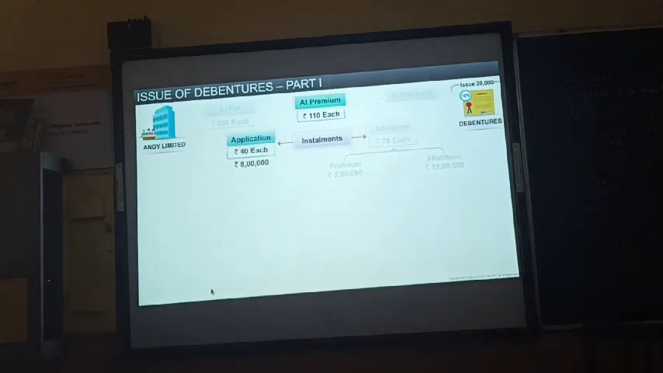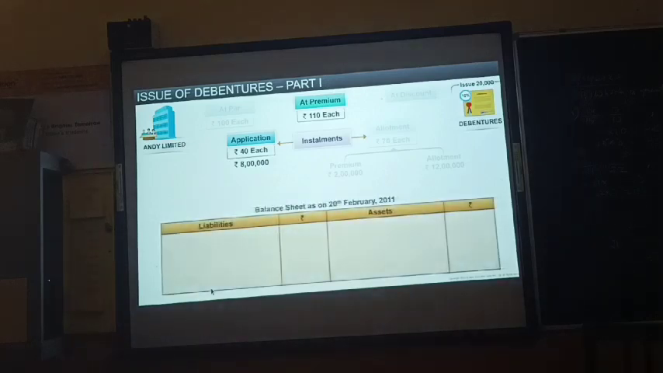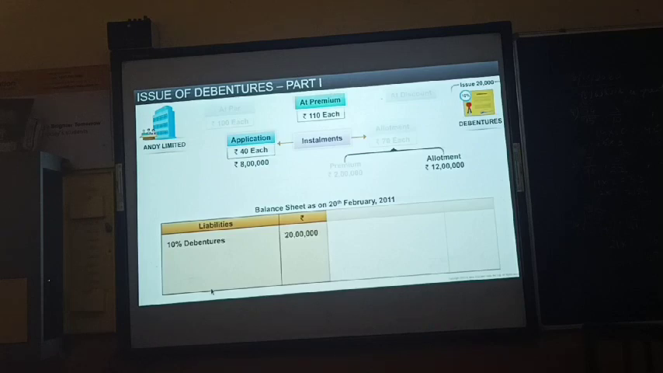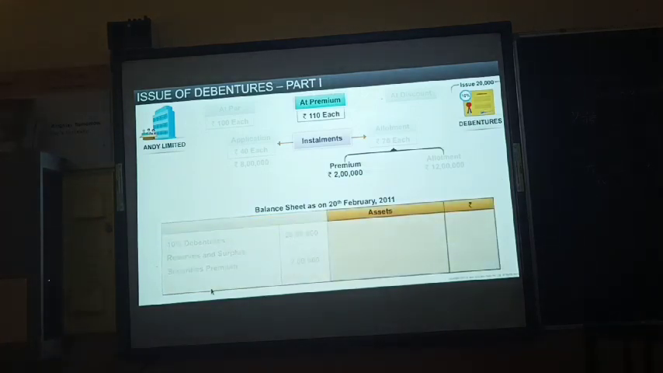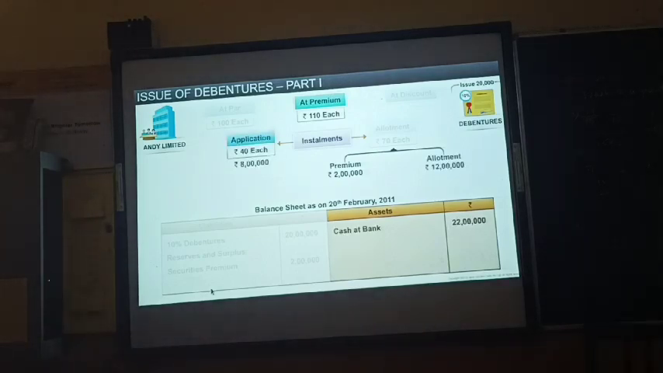Going ahead, let us have a look at the treatment of this in the balance sheet as of the 20th of February 2011. In the balance sheet, the 10% debentures worth 20 lakh rupees are shown on the liabilities side. Further, the premium amount of 2 lakh rupees is shown under the heading Reserves and Surplus as securities premium. On the other side, the cash received on these debentures of 22 lakh rupees is shown on the asset side as cash at bank.